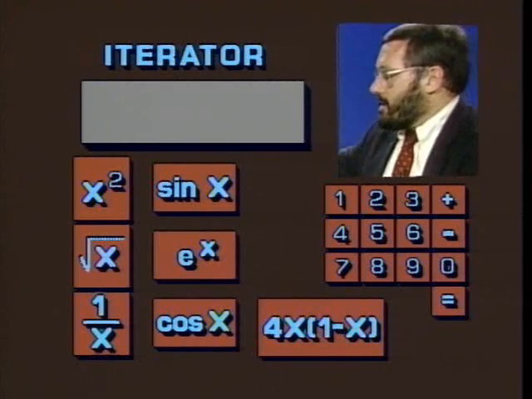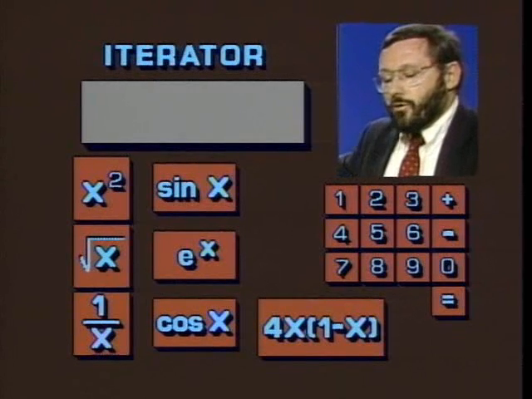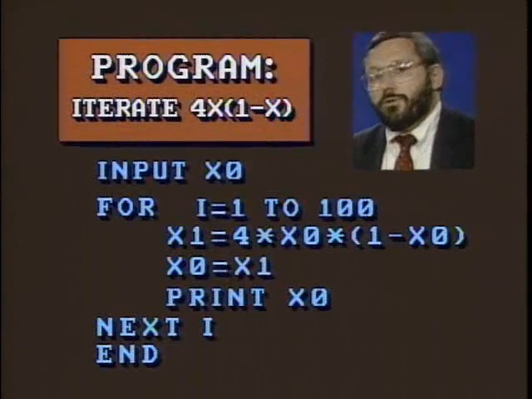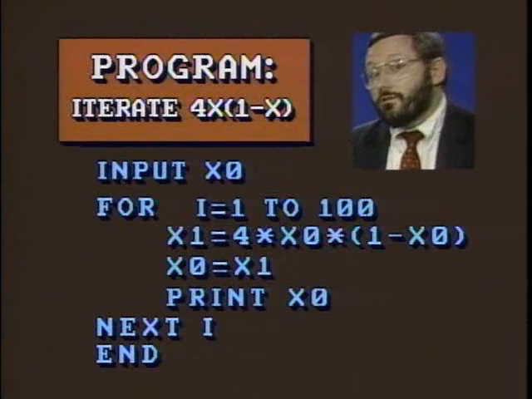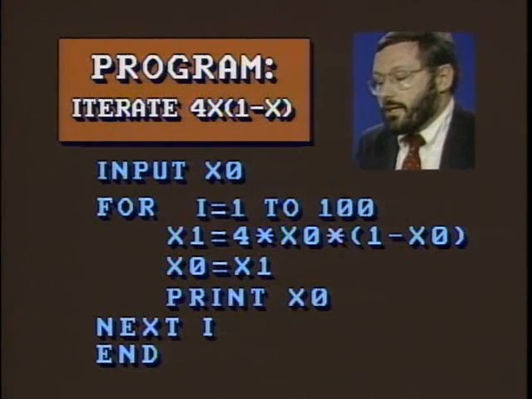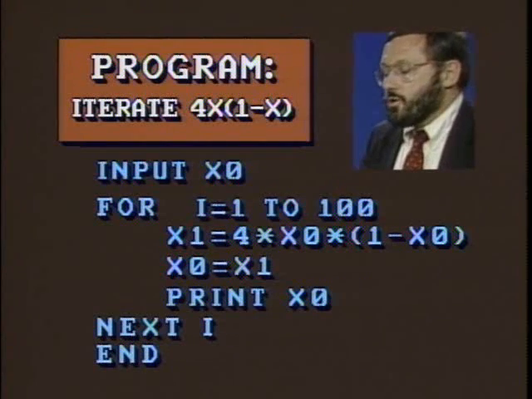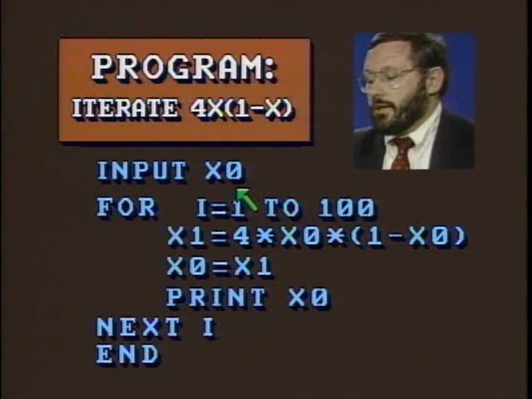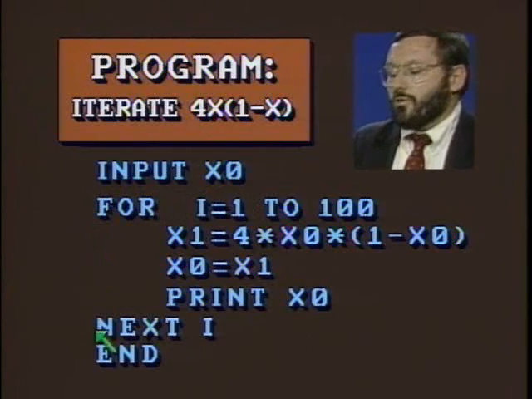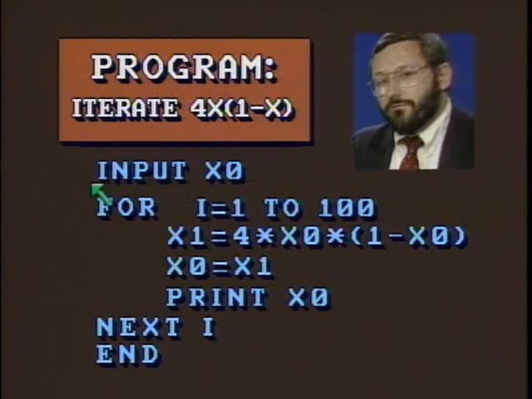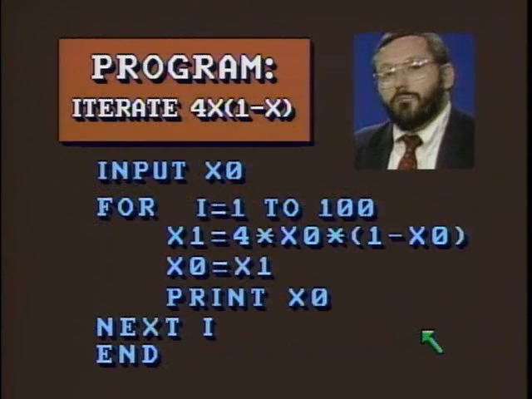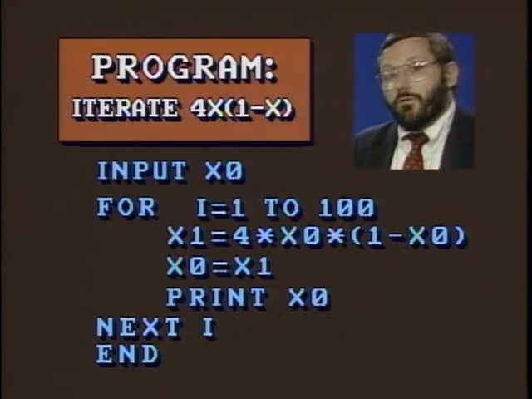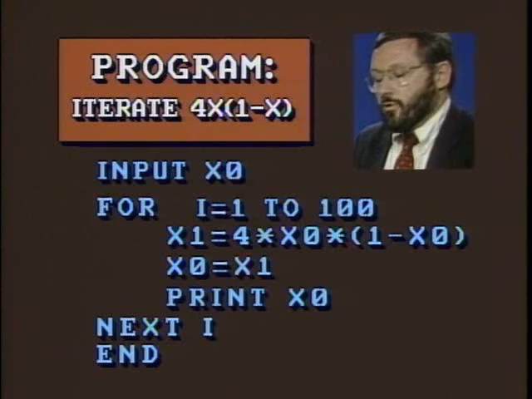Okay, well, notice that most iterators don't come with a 4x times 1 minus x button, but that's no problem. Most computers do. You could very easily program a computer to iterate a quadratic expression, or in fact any mathematical expression, like 4x times 1 minus x. Here's a simple program to iterate the function 4x times 1 minus x. The program simply asks you to input your favorite number x naught, and then in this loop, we simply compute over and over again the expression 4x times 1 minus x, each time printing the result. After 100 iterations, we stop, and you see the first 100 points computed under iteration of 4x times 1 minus x.